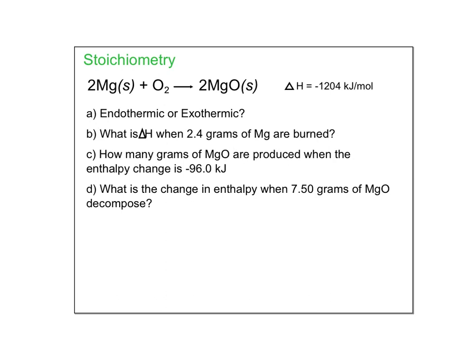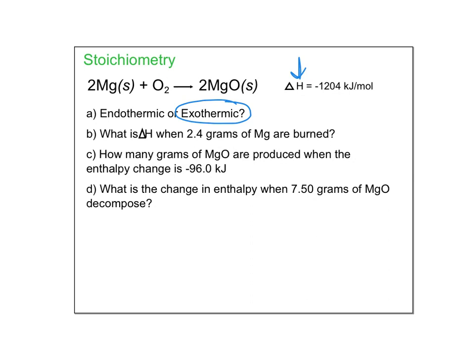So I go straight to my delta H of reaction, and I see that it's negative, so I know that is exothermic. Heat is given off, heat is a product, heat is released, however you want to think about it. So it is an exothermic reaction. Question B says, what is the delta H when 2.4 grams of magnesium are burned?